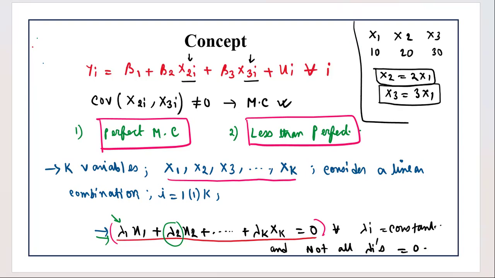Every variable is correlated with each other. The correlation is exactly 1. Why is this so? This is an exact linear relationship. This is just for an example. I'm just explaining the concept, right? This is an example of perfect multicollinearity.